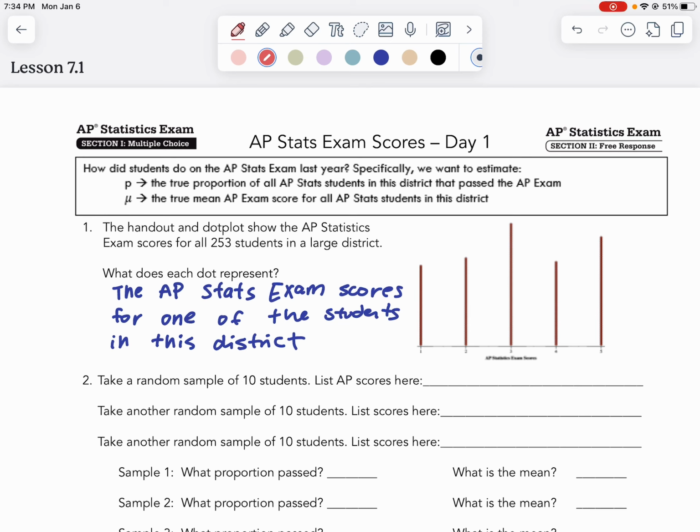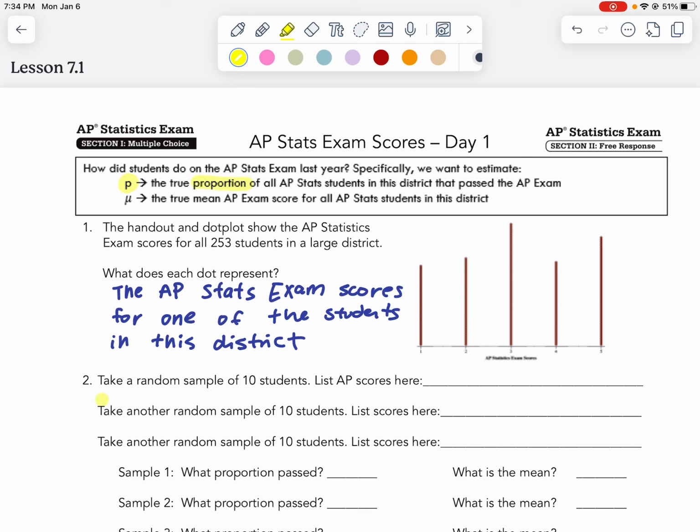So, first, I have AP Stats exam scores. How did the students do on the AP Stats exam last year? Specifically, we want to estimate two things. So the two things we want to estimate, first off, we've got P. So P is the true proportion of all AP Stats students in the district who pass the AP exam.